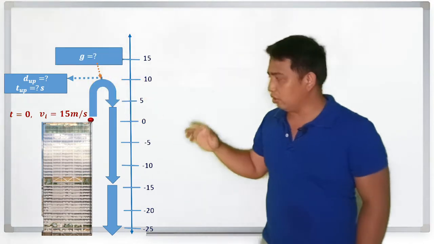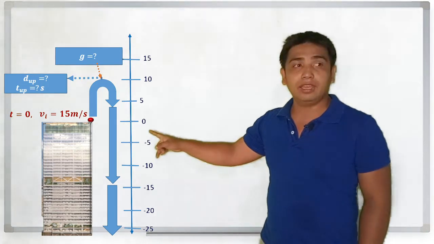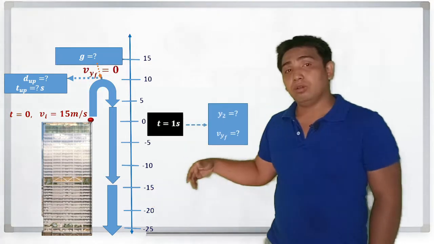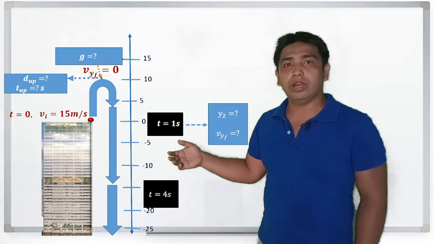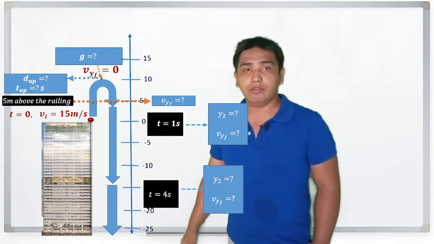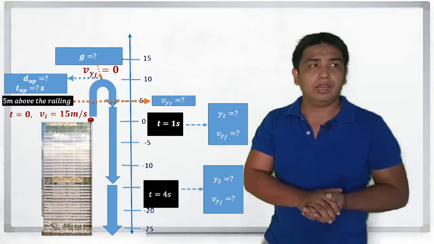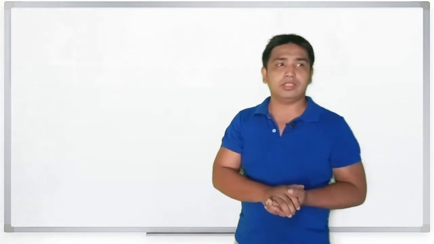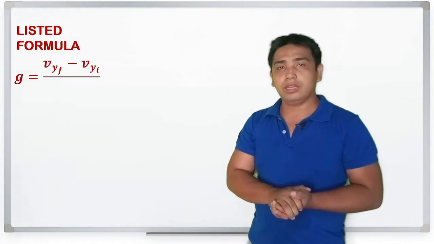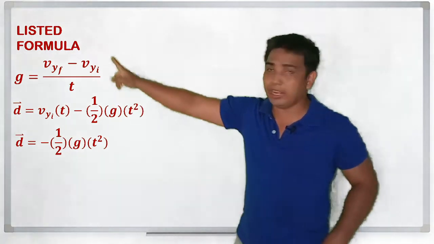Alright, and then you are also asked to find the position and velocity of the ball after 1 second, and then the position of the ball after 4 seconds. And then finally, you are asked to look for the velocity of the ball when the ball is 5 meters above the radii. Alright, so we'll start by listing the formula and solving for the time for the ball to reach the maximum height. Alright, so we list it right here.